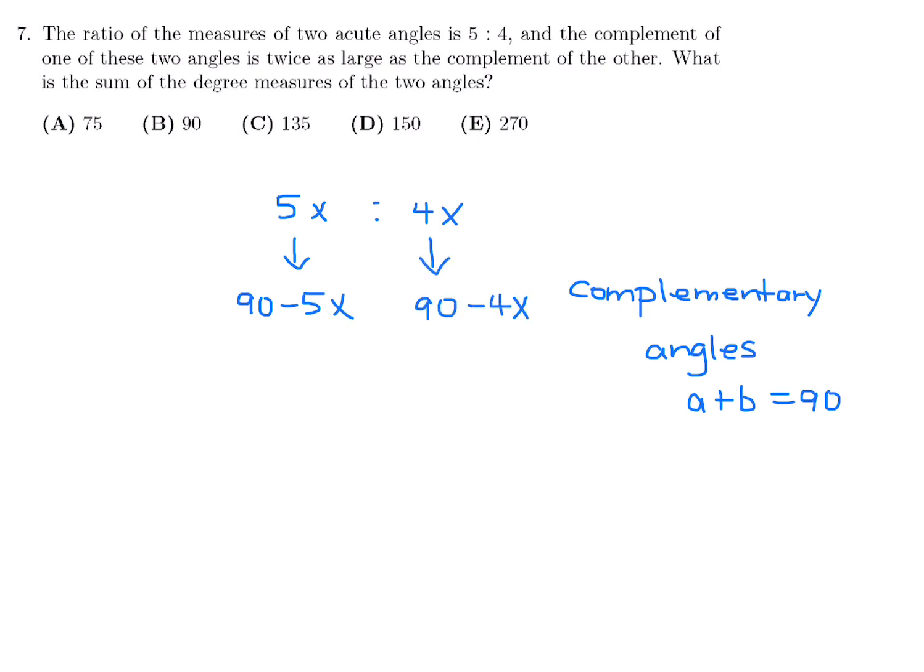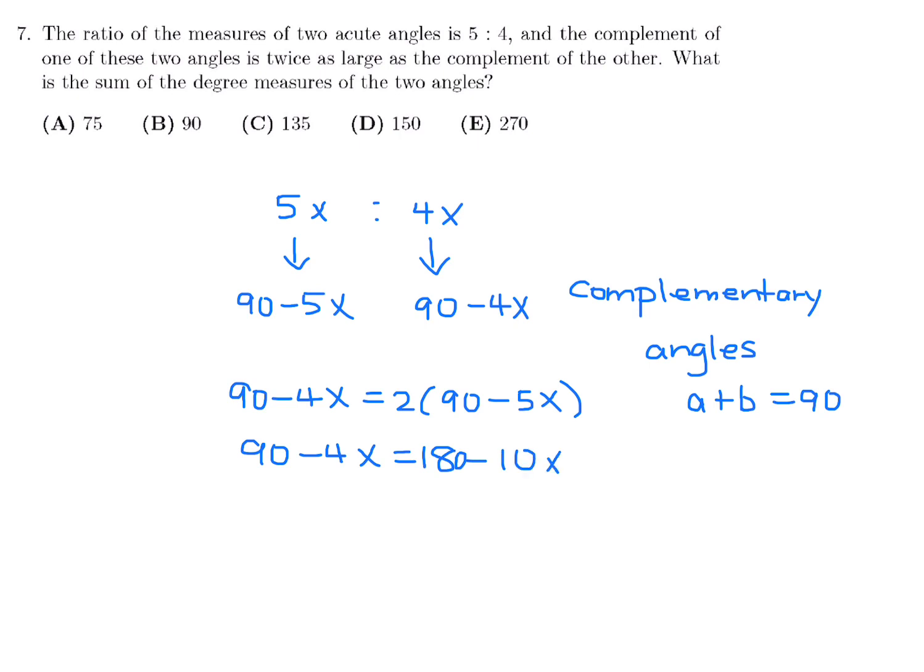And they're saying one is twice the other. So obviously, since this is smaller than that, this is smaller than that. So that means that 90 minus 4x is equal to 2 times 90 minus 5x. That's basically how you would approach this in terms of the algebra involved. 90 minus 4x is equal to 180 minus 10x. And let's see here, 90 is equal to 6x, and therefore x is equal to 15.